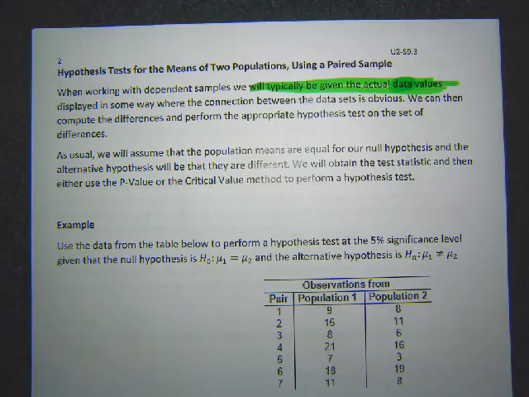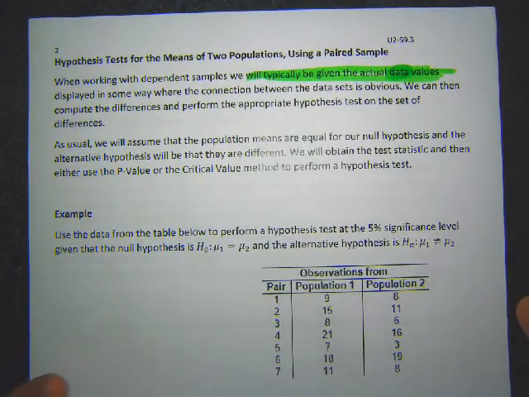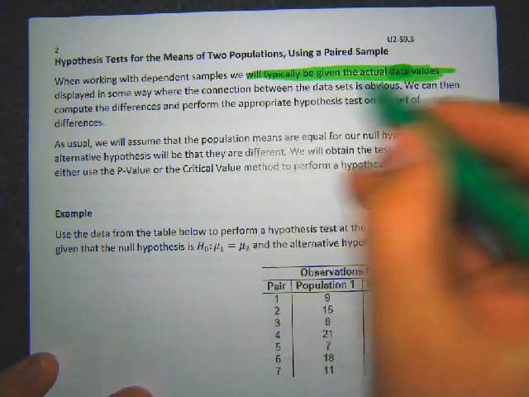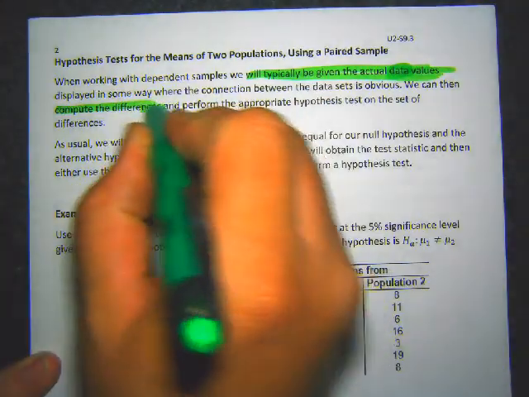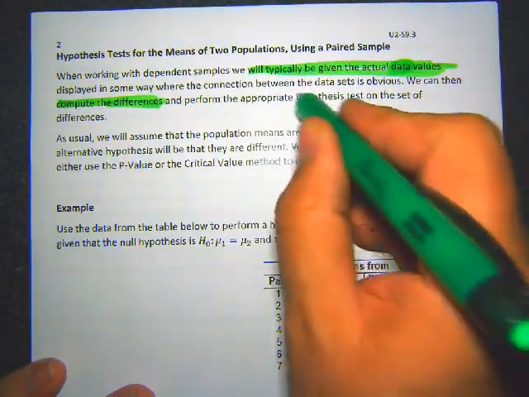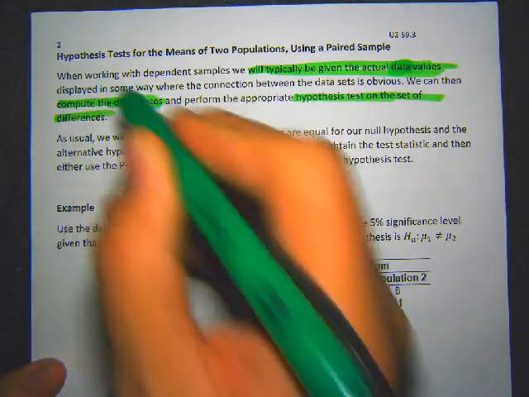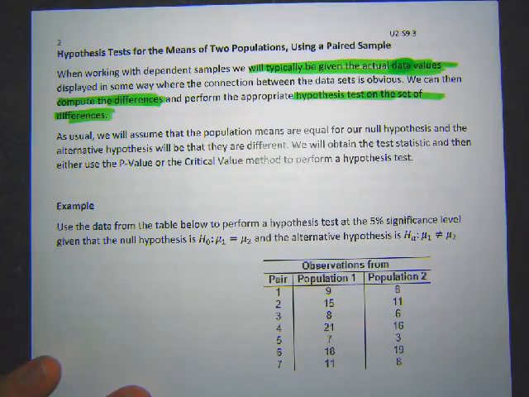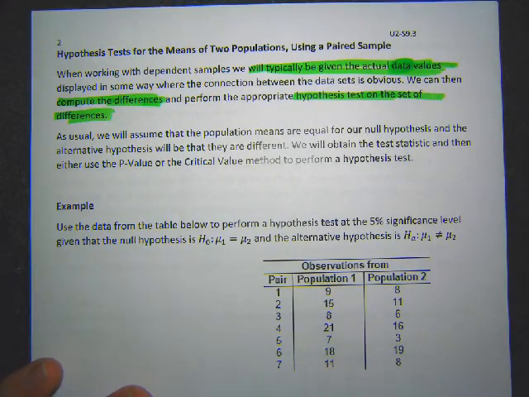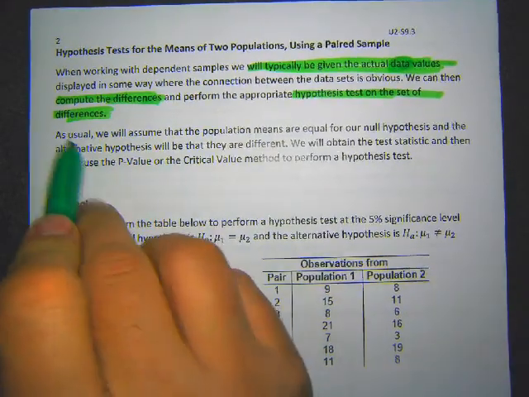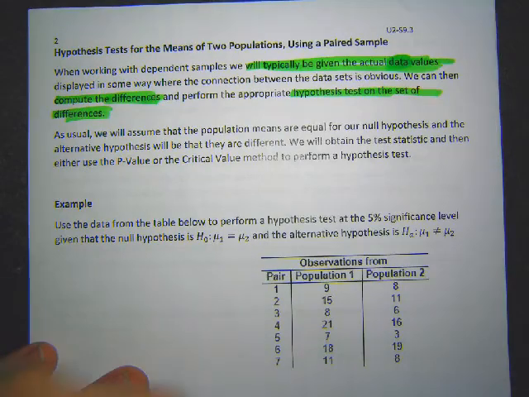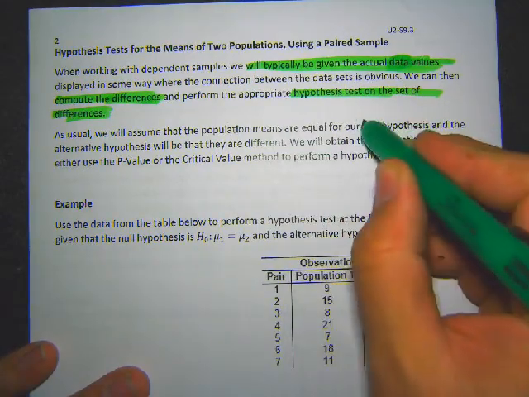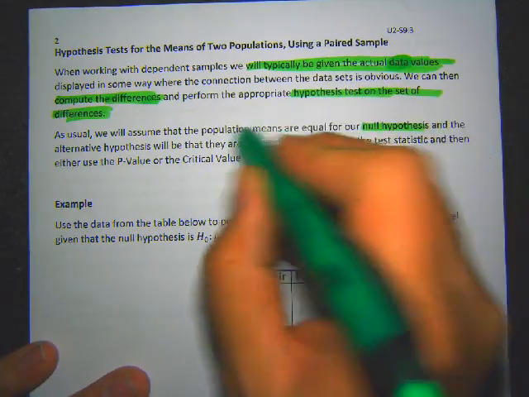We're not going to use the stats as much. So what we'll do is we'll compute the differences from the data they give us, and then we'll do a hypothesis test on the set of differences. So instead of working with the two sets of data they give us directly, we're going to take them to find the differences and then work on that set of data.